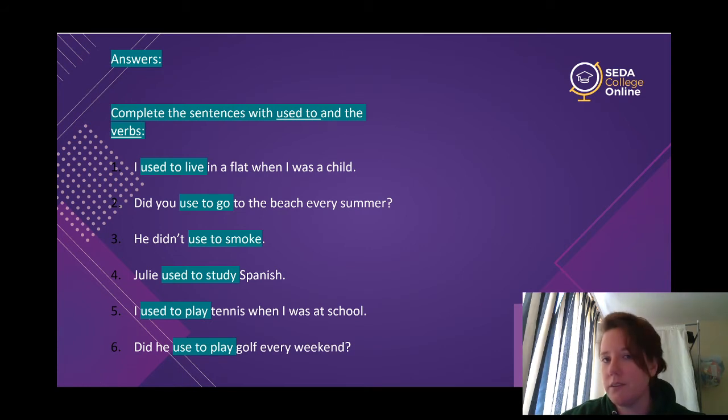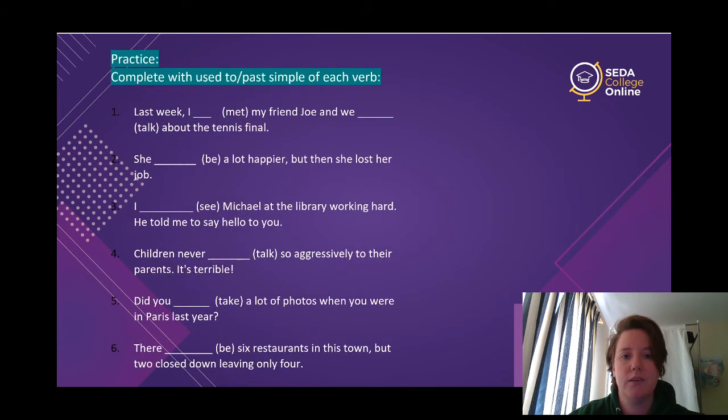How did we get on? Did you get 6 out of 6? If you did, feel free to tell us. If you didn't, don't worry. It's okay. It's only practice, it will take time, and it is okay to get 1 or 2 wrong, especially if it's your first time. Now, the next thing I'm going to do is give you another exercise, but this time I want you to complete with "used to" or the past simple of each verb. So you're looking to see, is it "used to" we're talking about, or is it the past simple? Again, this one's a bit longer, okay?